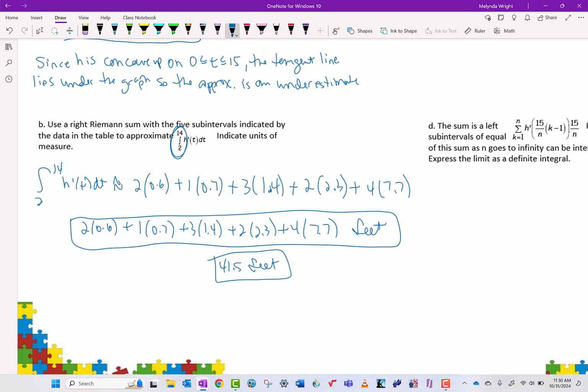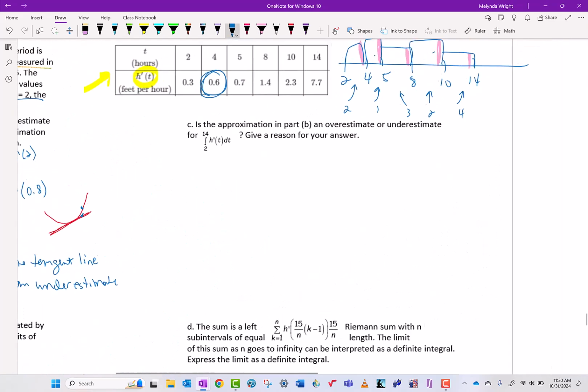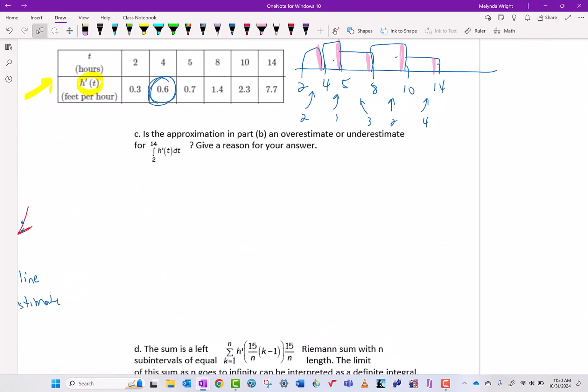All right, so let's take a look at our next one. Is the approximation in part B an overestimate or an underestimate for that integral? Give a reason for your answer. We know about the concavity. And so let's think about this. We did right Riemann sums, and we're concave up.